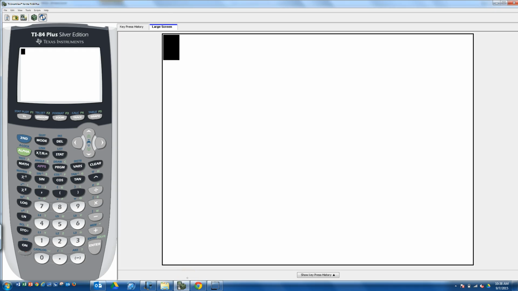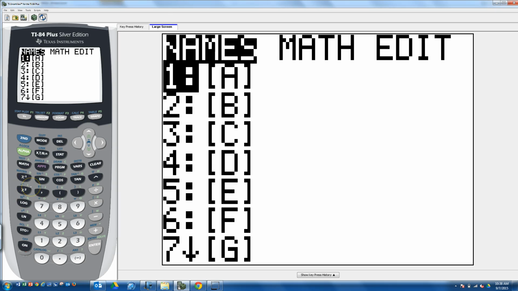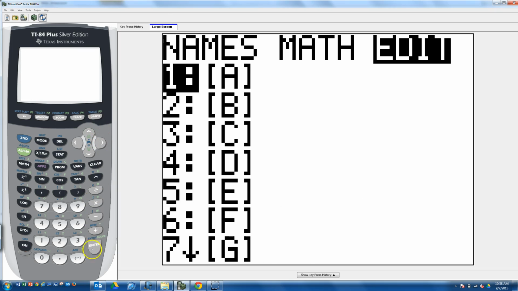So what you want to do is go to the matrix menu. It's under the math button, this inverse key. You hit second and then x to the -1, or x inverse. You should get a screen that says names, math, edit, and it should look like matrices. We're going to go to edit because we want to put a matrix or two in.